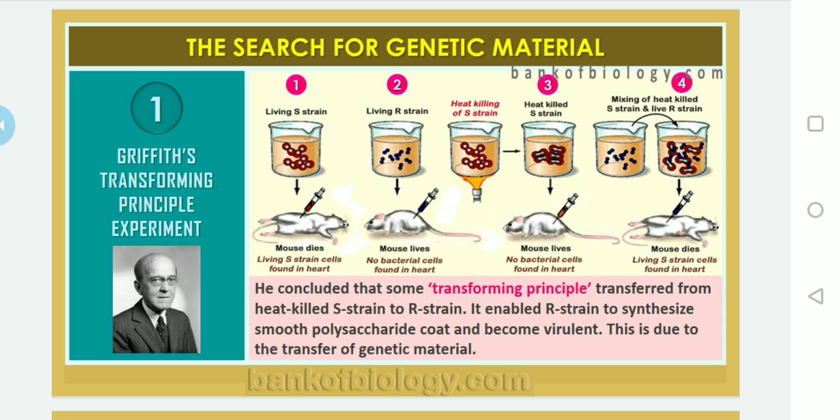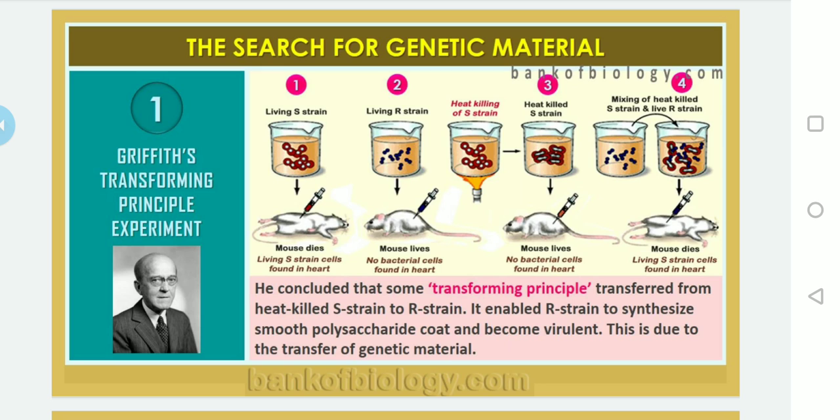So what did he conclude from the above experiment? Griffith concluded that some transforming principle was transferred from heat-killed S strains to R strains, so that it enabled the R strains to synthesize the smooth polysaccharide coat and become virulent. This is due to the transfer of genetic material. So this is the conclusion he made by his transforming principle experiment.